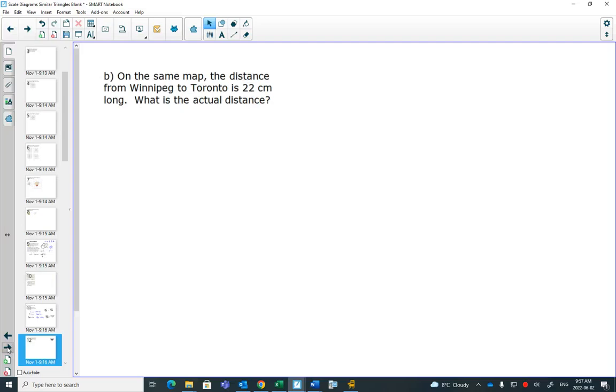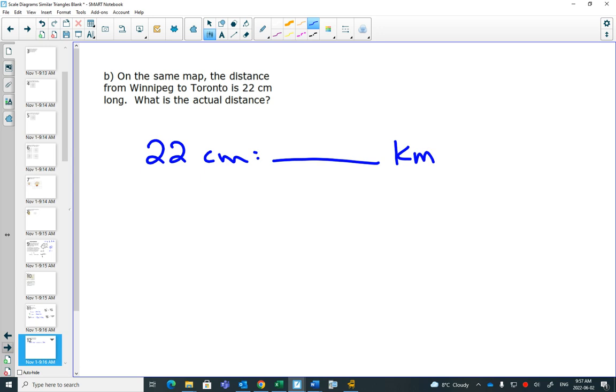On the same map, the distance from Winnipeg to Toronto is 22 centimeters. So now this time we have this side, and we need to figure out how many kilometers. And what do we know? We know that 1 centimeter is equal to, or the scale is 200 kilometers.